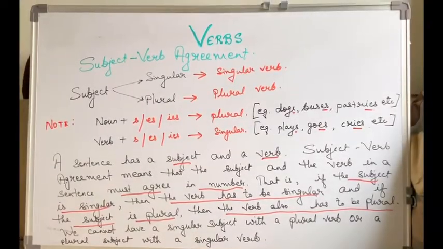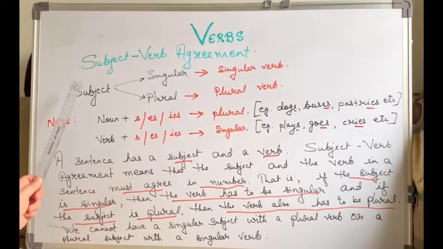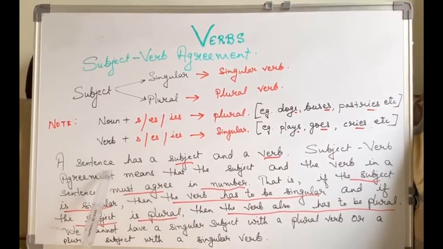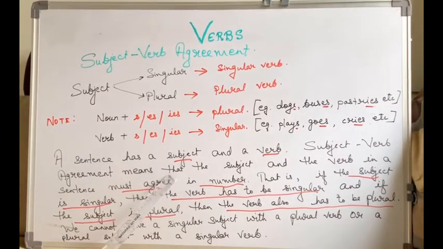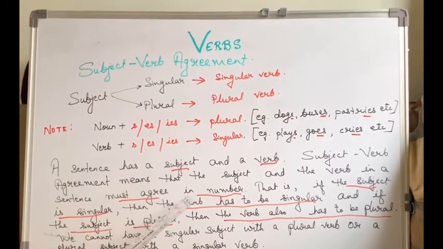Today we will study subject-verb agreement. Now what does subject-verb agreement mean? It means that, as we know, in a sentence there is a subject and a verb. Subject-verb agreement means that the subject and the verb must agree in number.